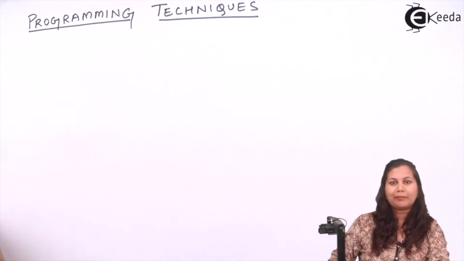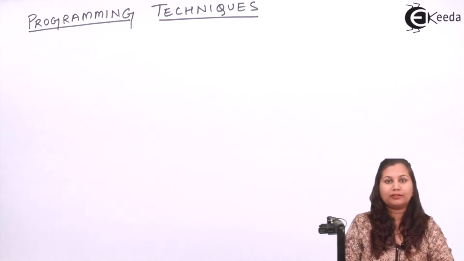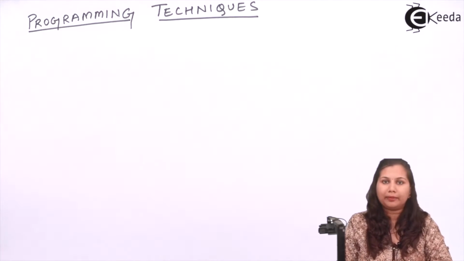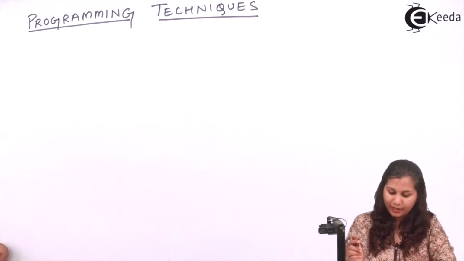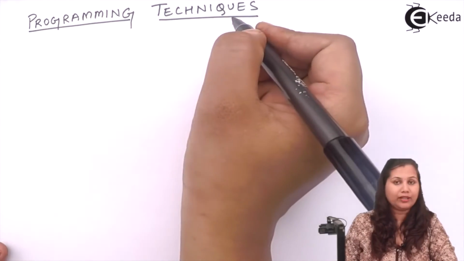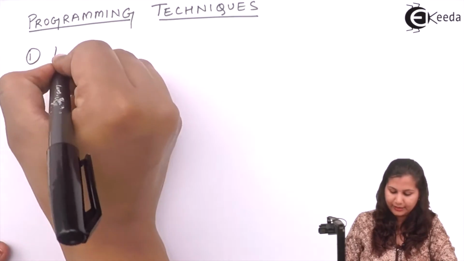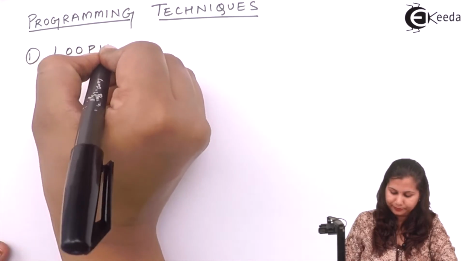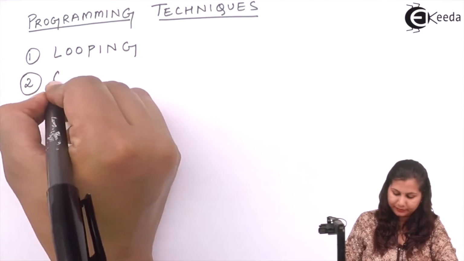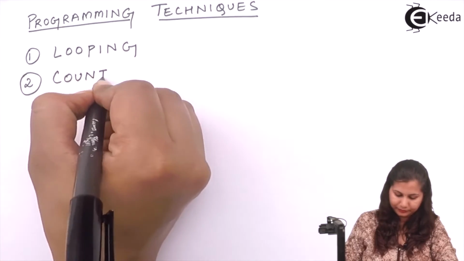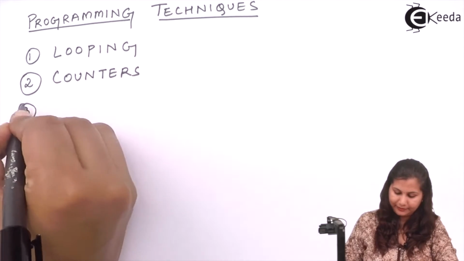There are some programming techniques available so that the length of the program can be shortened and, for the ease of the user, short programs can be written. Now, there are three techniques available in 8085. The first technique is looping. Second is counters. And third is time delay.